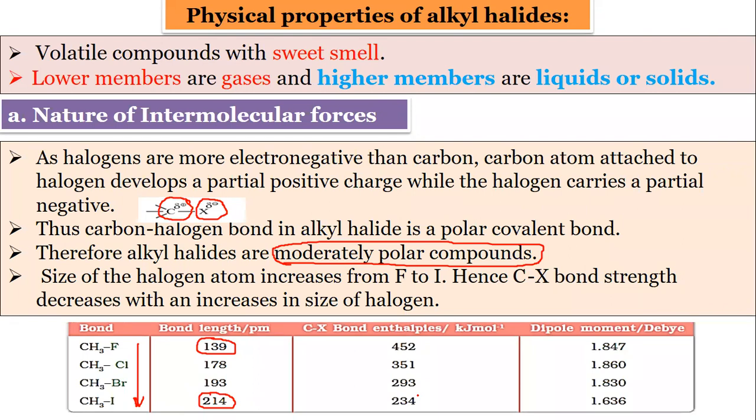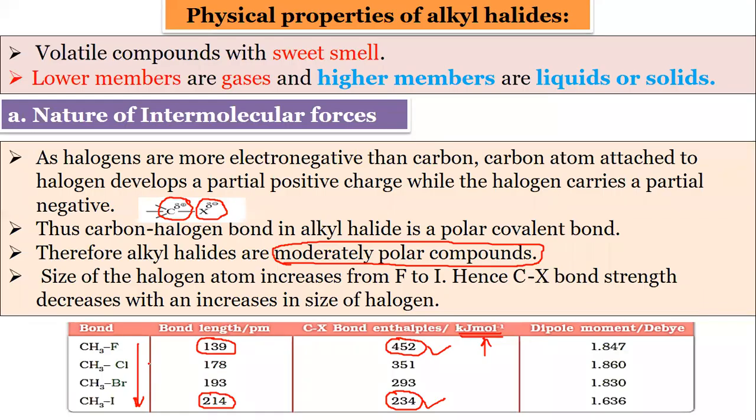We can see the amount of energy required is very less here, 234 kilojoule per mole. This is the unit of bond enthalpy. Remember this unit, kilojoule per mole. This much energy is required to break this bond, meaning lower energy is required. And if you consider the CH3F bond, the energy is 452 kilojoule per mole. That means this bond is very strong and the other is very weak. So this is about the nature of intermolecular forces.